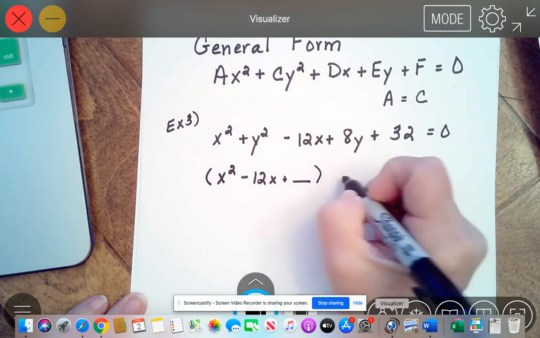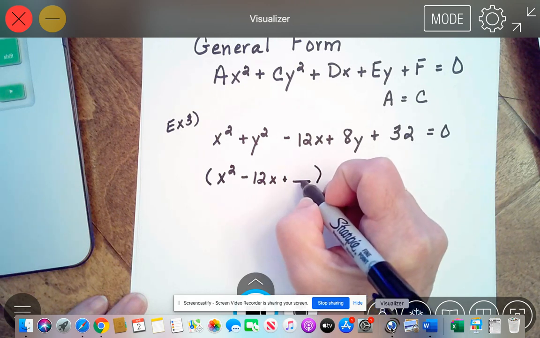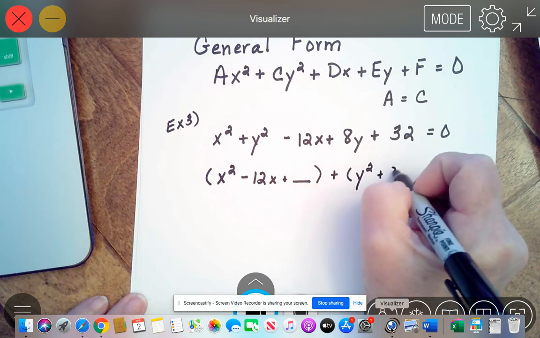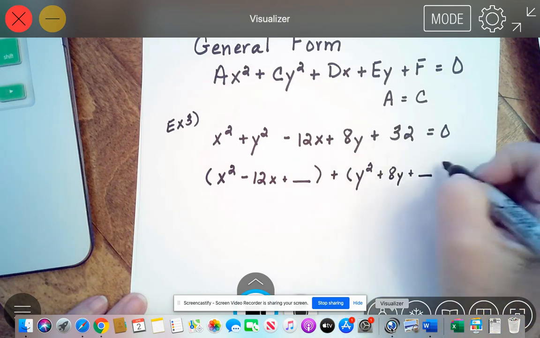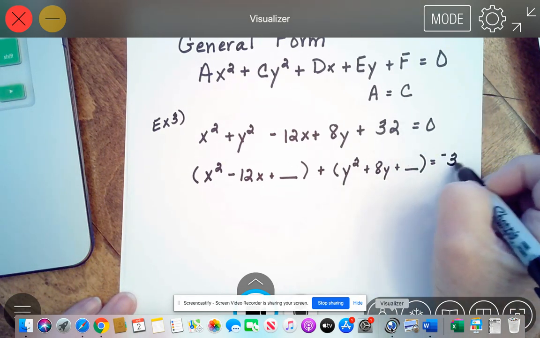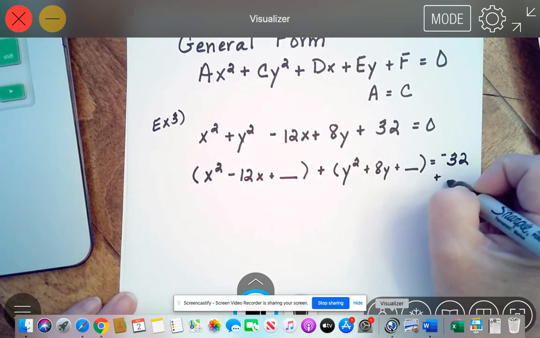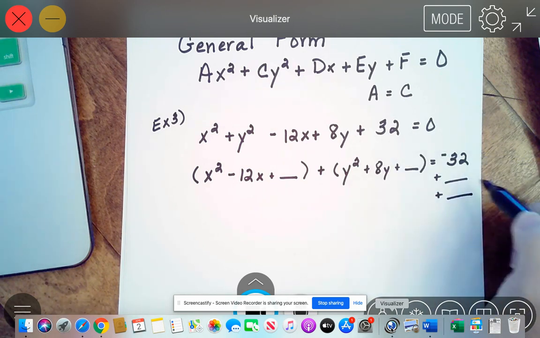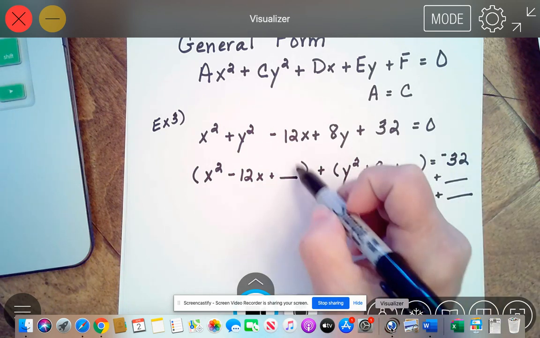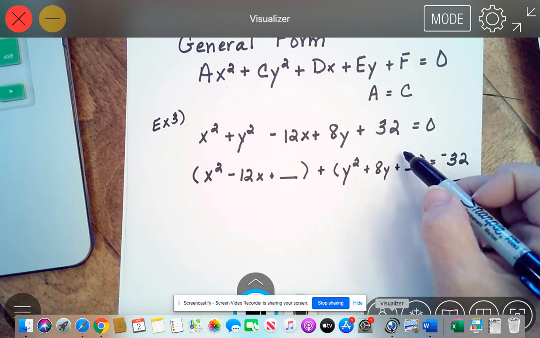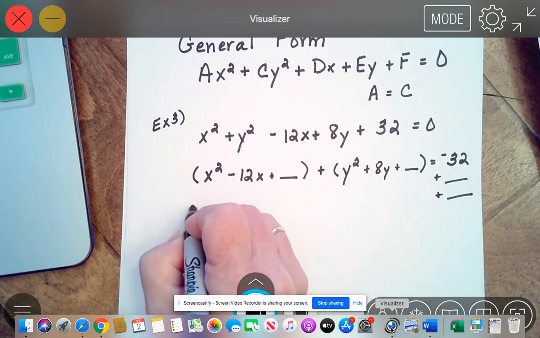Remember, I'm going to add something over here. I'm going to make this a perfect square binomial. I'm going to get my y values together. I'm going to move the 32 to the opposite side. And I'm running out of room. But since I'm adding something here on the left side and here on the right side, on the left side, I have to add them both on the right side also. So negative 32 plus whatever I'm going to add to make this a perfect square binomial. And then whatever I'm going to add right here to make this one a perfect square binomial.